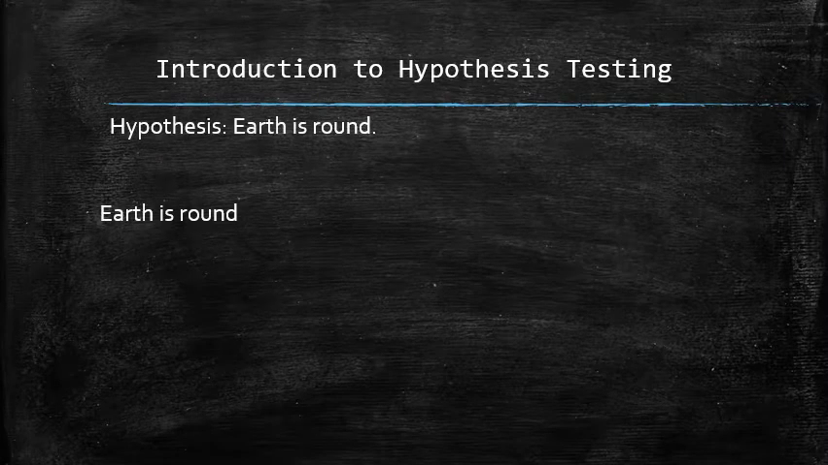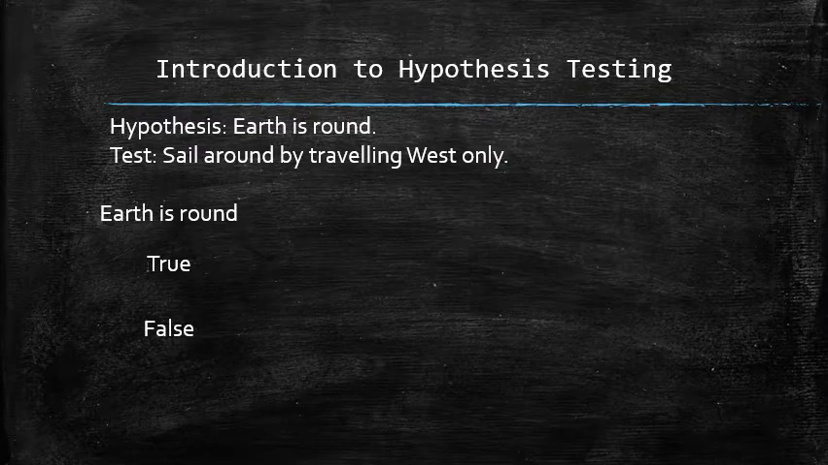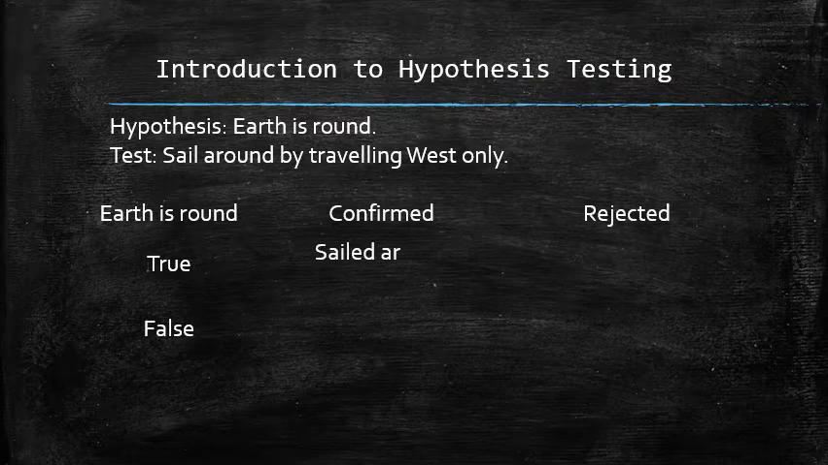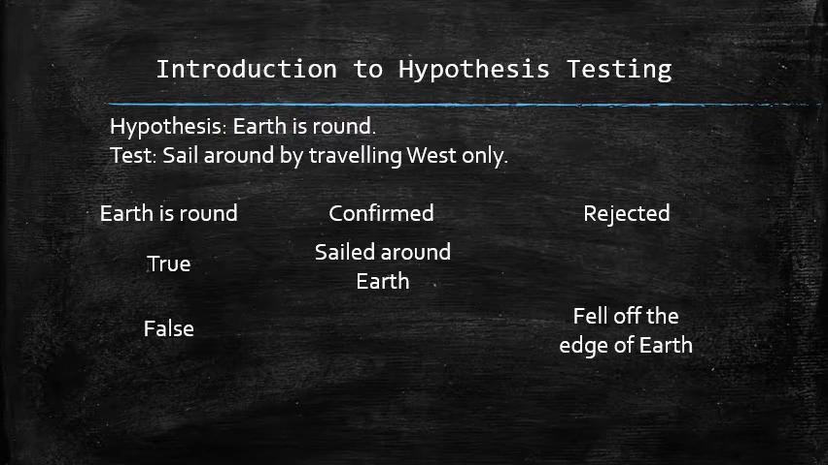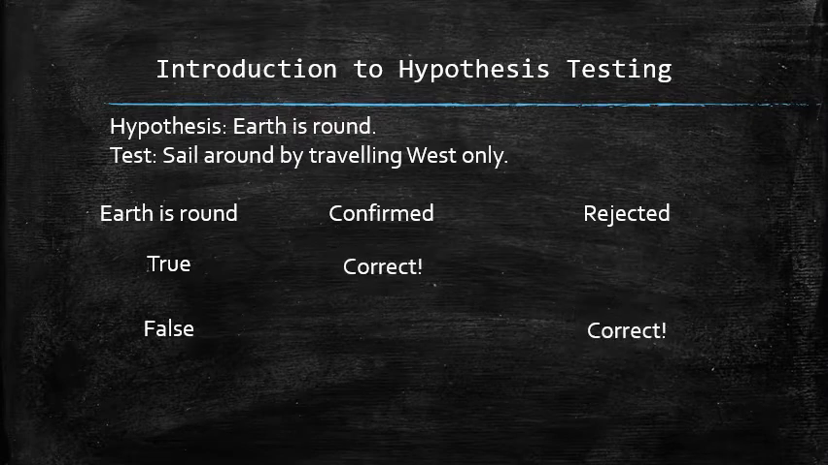By the definition, the hypothesis can be either true or false. Testing the hypothesis may also result in two outcomes. The test will either confirm or reject the hypothesis. In case when the expedition sails all the way around, the true hypothesis will be confirmed. In case when the expedition falls off the edge, the false hypothesis will be rejected. If either one of these scenarios was to happen, then the testing procedure would serve its true purpose of figuring out the truth.